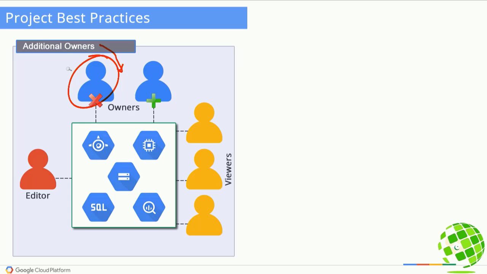So that's why as soon as you make your projects, add an additional owner. Even if it's yourself with another email account, add an additional owner. It'll give you a little bit of peace of mind and redundancy there, knowing that that one owner isn't going to disappear and your project won't go with it.